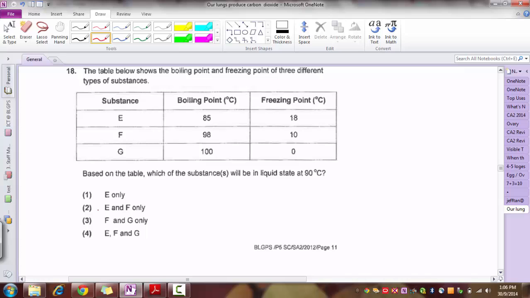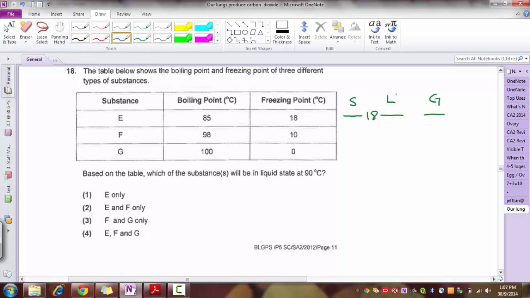18 shows the boiling and freezing point of 3 different types of substances. Okay, so notice whenever they ask these kind of questions, it is always good to draw a temperature line. I'm just going to draw this. At this stage, it's solid, and then after that, it's liquid, and then it's gas. So solid to liquid is your freezing or melting point. So what's my freezing or melting point? It's 18. So it's this part here. This is the part where it changes from solid to liquid.